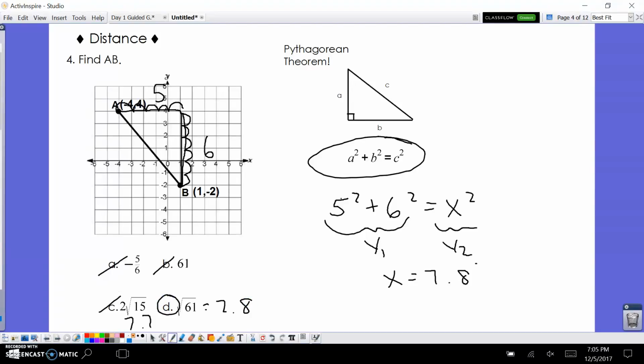Alright, for this question, you could see it written differently. You could ask for what is the distance, find AB, or what is the length. So you can see any of those words, that means use Pythagorean theorem and find our distance. And this is all for this video.